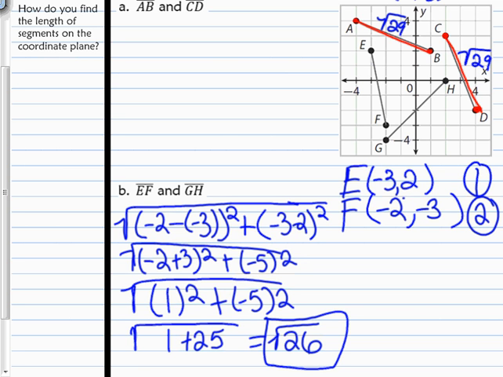And those are both prime numbers, so I cannot make that any smaller. So the square root of 26 is the distance between E and F. Now we need to do the same process for GH. You can take a minute, pause this video, and check your work against mine, and see why you did not get the square root of 26.